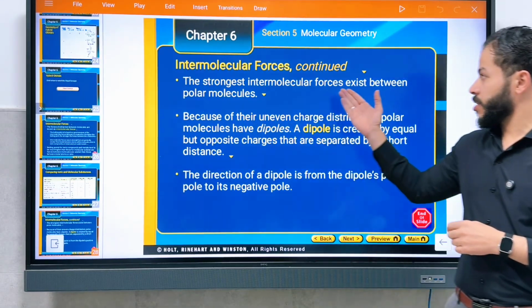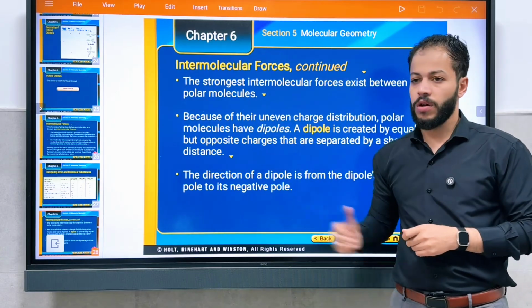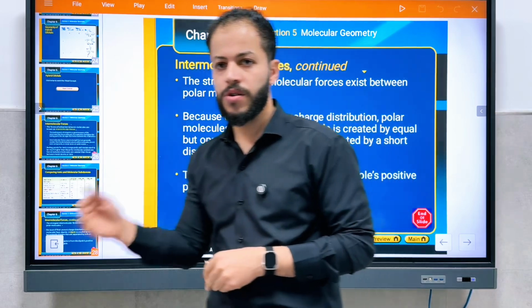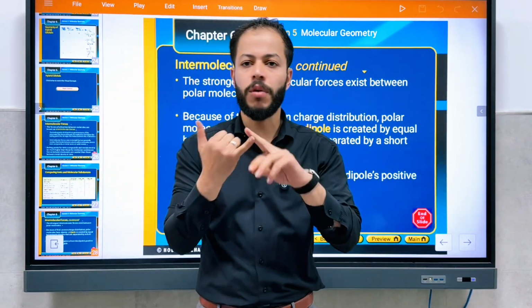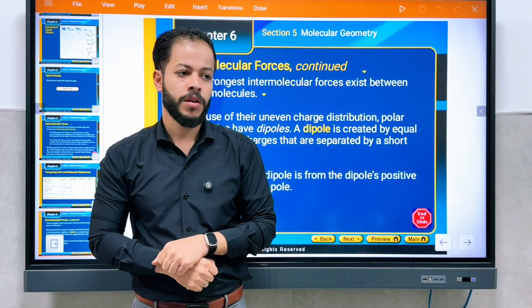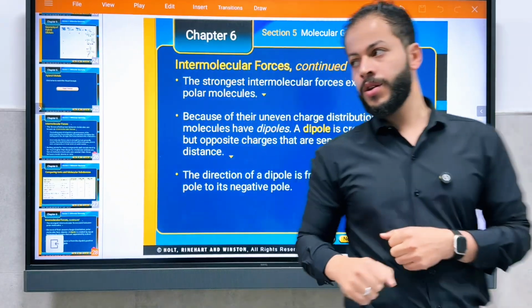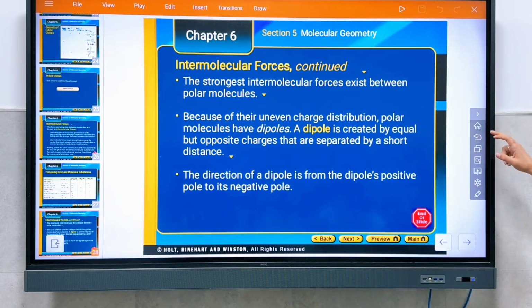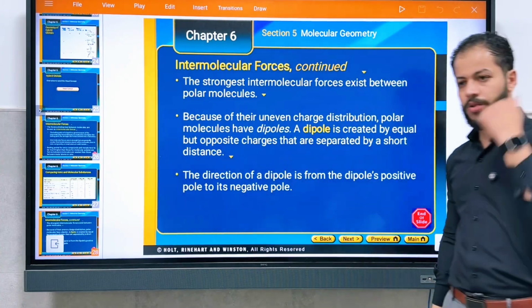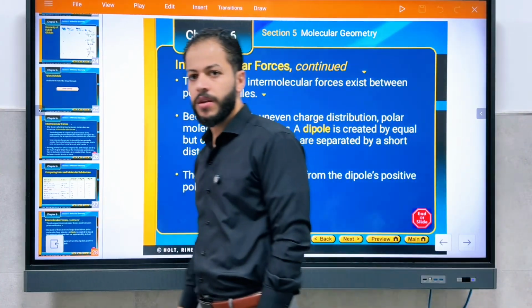The strongest intermolecular forces exist between polar molecules. So, in each type of intermolecular force, guys, we will classify what type of molecules this intermolecular attraction happens between. Let's start with the first intermolecular force, which is called the dipole force. Because of their uneven charge distribution, can anyone remind me what polarity means? Ali?